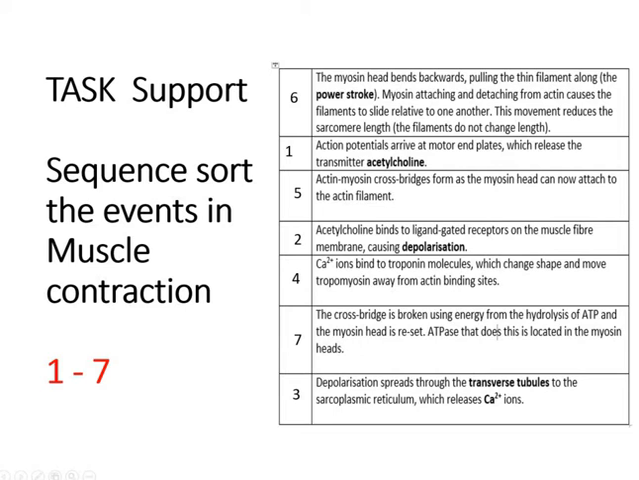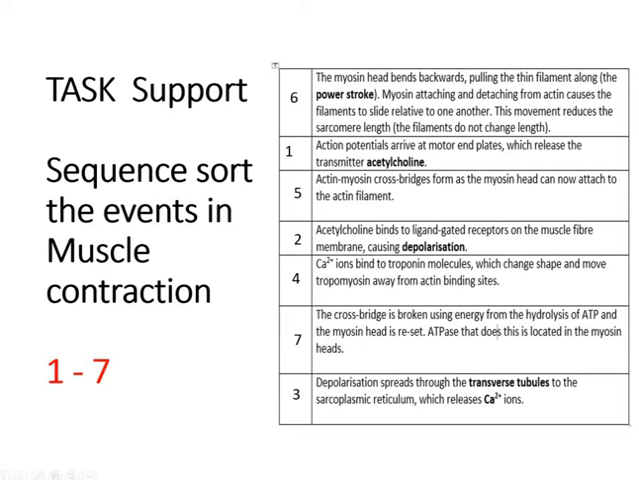Really important word that we use, cross bridge. That's a key word in this. The myosin head can now attach to the actin filament. Now we've got the power stroke. So we've got the binding site, the cross bridge, and the power stroke. So the power stroke is the movement. That's going to bend backwards, pulling the filament along.